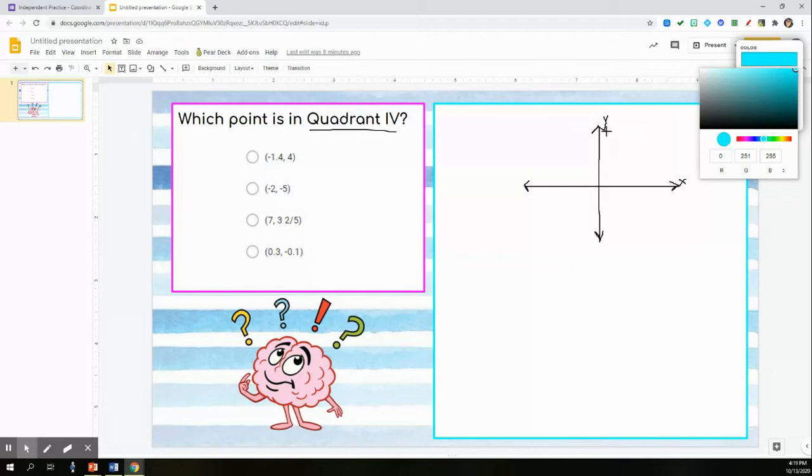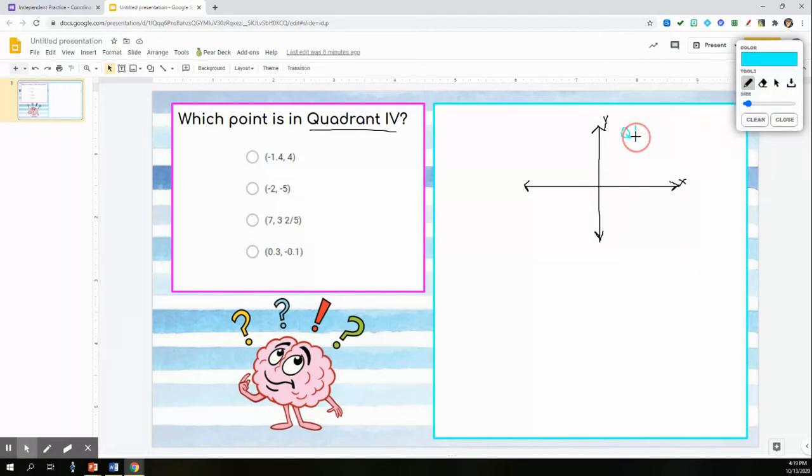So quadrant 1 is up here in the top right corner. And then we go counterclockwise. So quadrant 2 would be over here. Quadrant 3 is this bottom left. And quadrant 4 is this bottom right one.